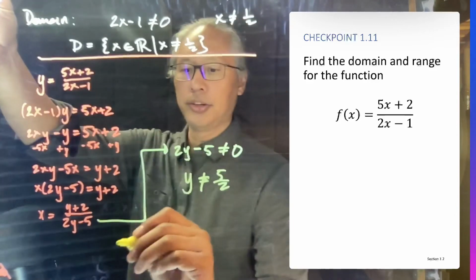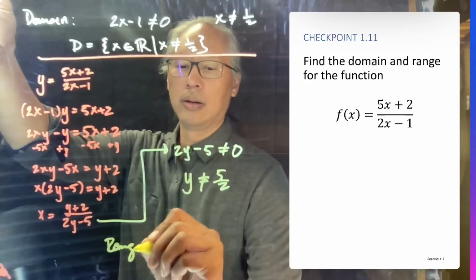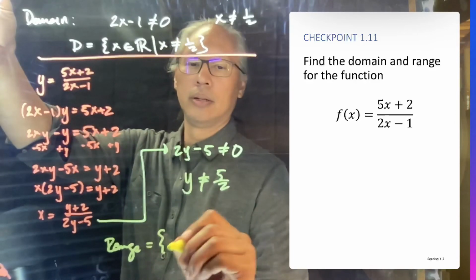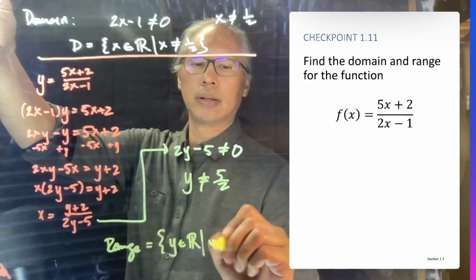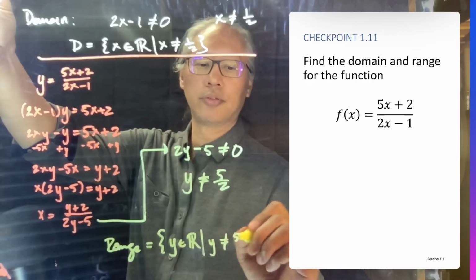So we just say the range is going to be the set of y values that are real numbers except for when y is equal to 5 over 2.